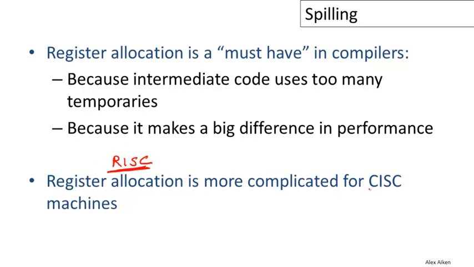CISC machines, which stands for complex instruction set computers, often have restrictions on how the registers can be used. Certain operations can only work with certain registers. You may have registers of different sizes that can only hold certain values. And so it becomes more complicated to do register allocation for such machines.